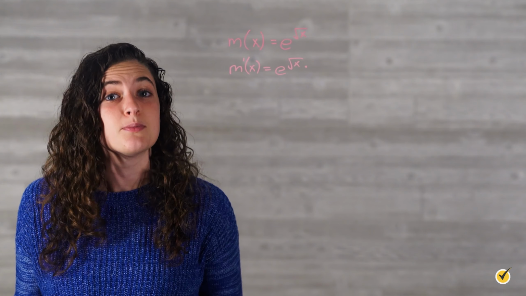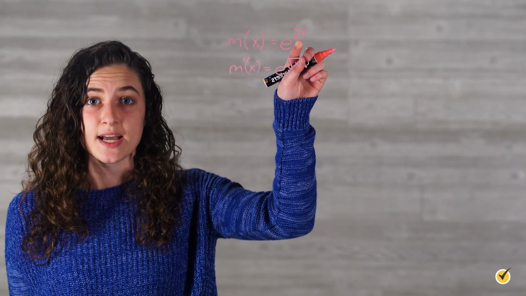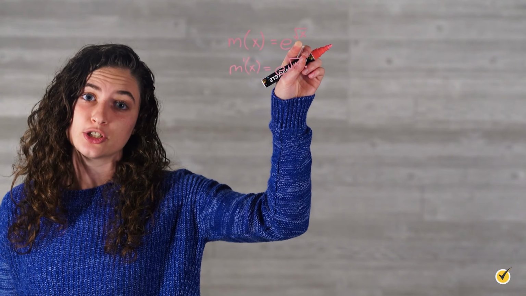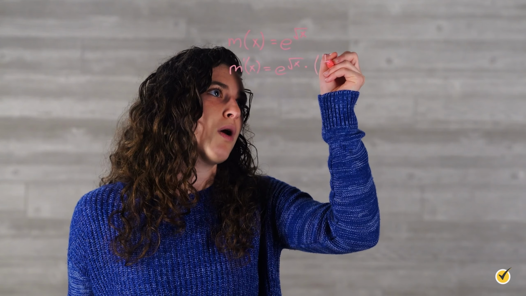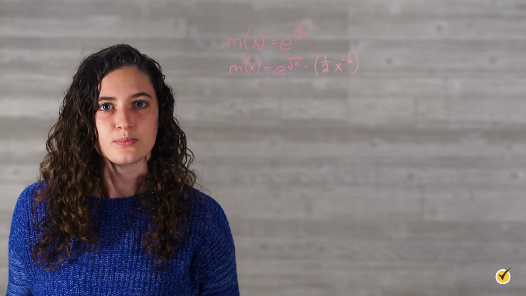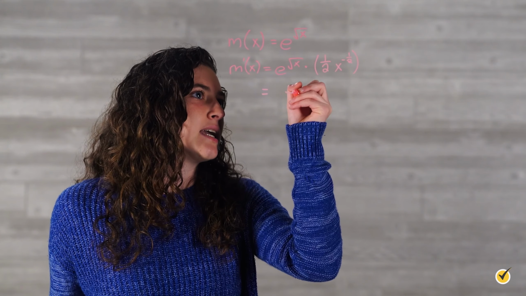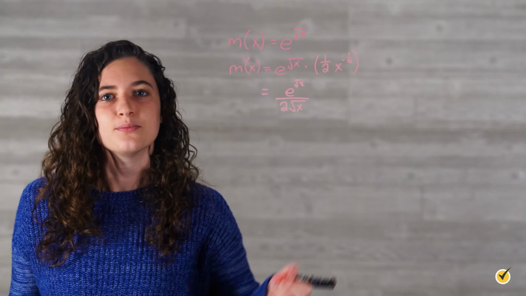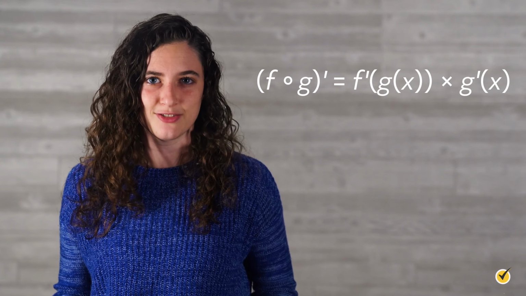Next, we have to multiply this by the derivative of the inner function. Since the derivative of the square root of x is 1/2 x to the negative 1/2 power, the growth rate for the function m prime is then equal to e to the square root of x times 1/2 x to the negative 1/2 power. Or we could rewrite this as e to the square root of x over 2 times the square root of x. Remember, the chain rule helps us take the derivatives of composite or nested functions.